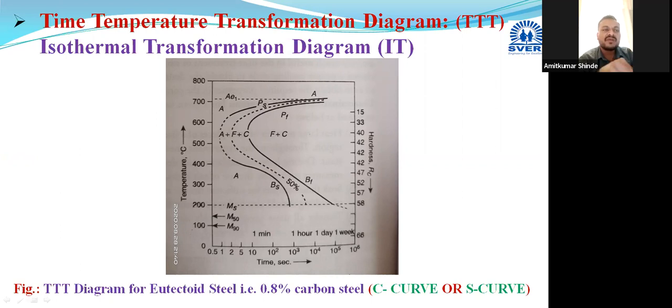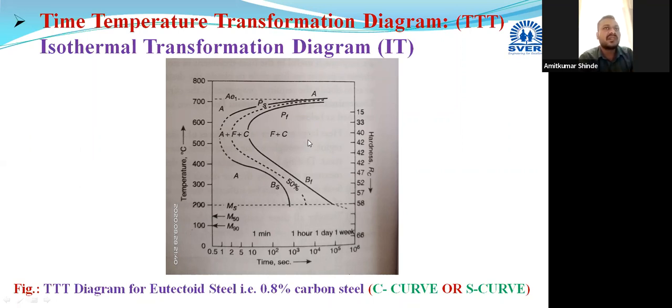In the same way, it is denoted by MS and MF. MS is martensite formation start temperature, and MF is nothing but martensite formation finish temperature. Then BS, bainite formation start. Then BF finishes the bainite formation. Then PS and PF for pearlite formation start and pearlite formation finish.